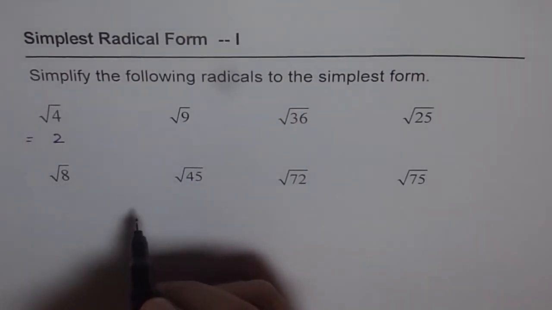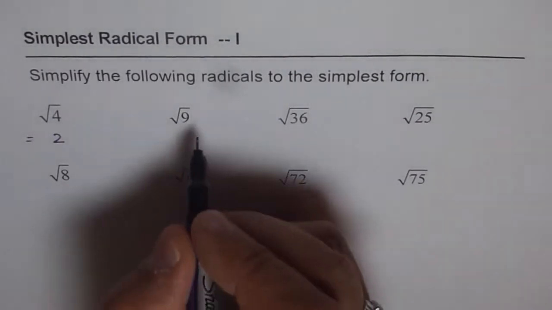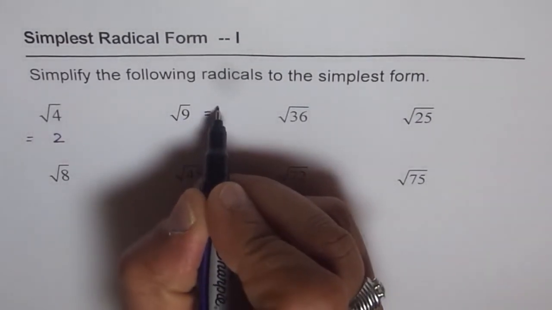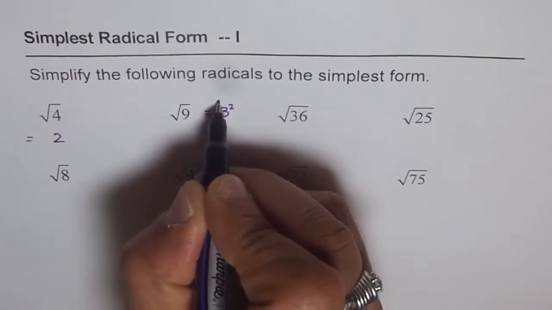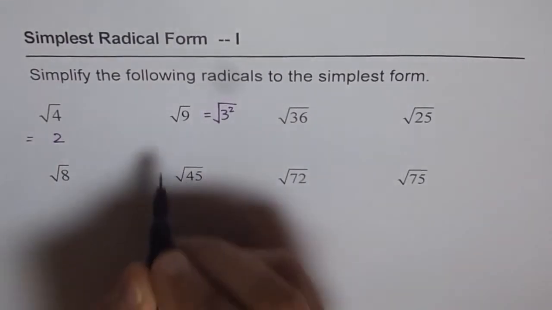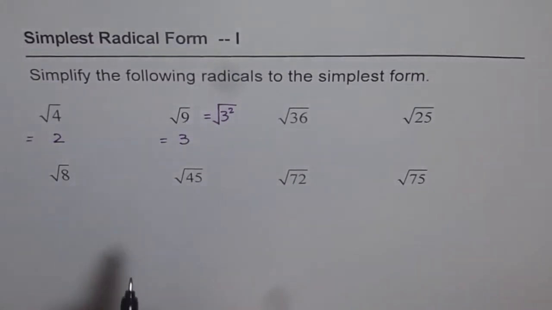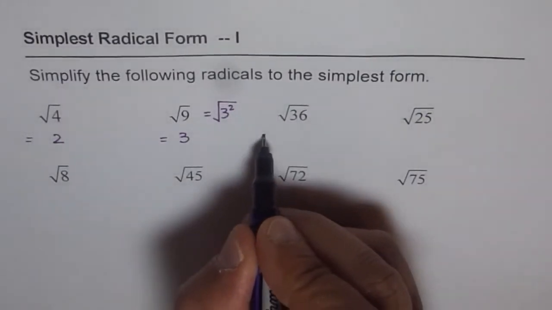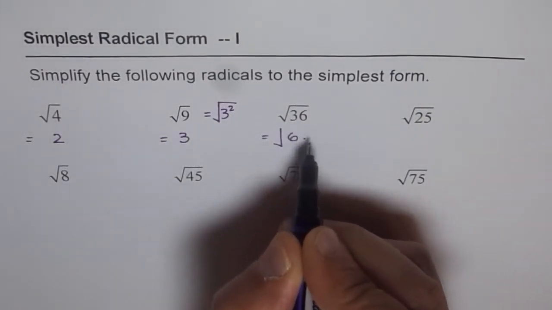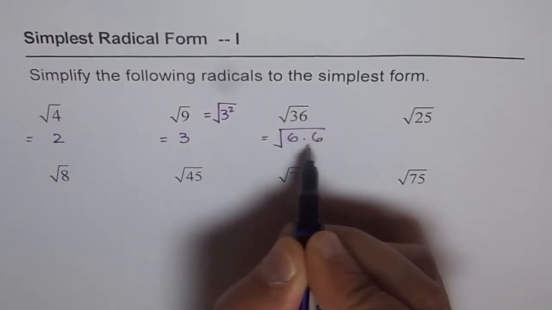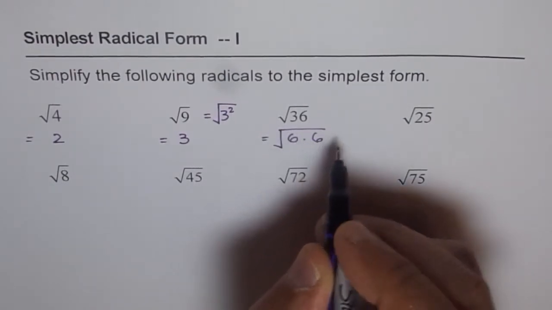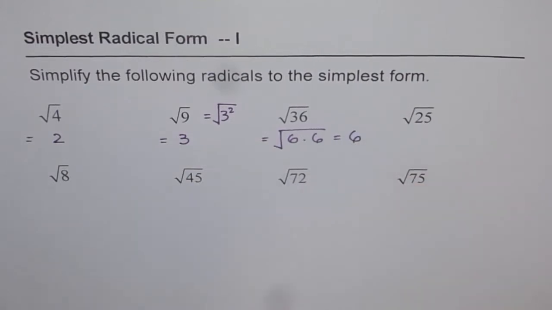How about 9? Well, 9 is 3 squared, right? So 9 could be seen as square root of 3 squared, and since it is a perfect square, we say square root of 9 is just the number 3. So that is a concept, you understand? Similarly, you could say, well, 36 could be written as 6 times 6, right? Now within the square root, we have two 6's, so we get the result 6 as the output. Do you see that? That's another way of looking into this.